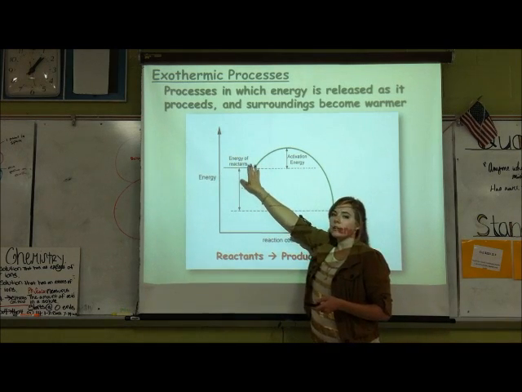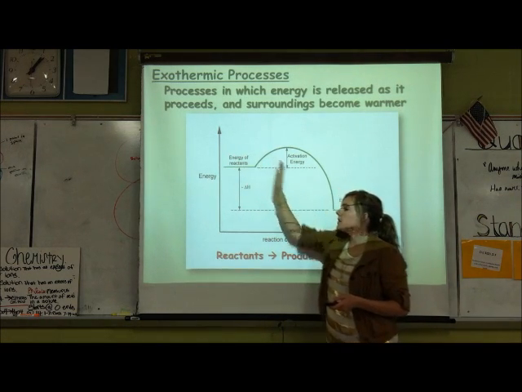This is where we're storing our energy. We're storing our energy in the reactants.